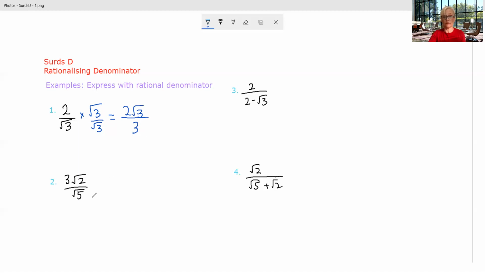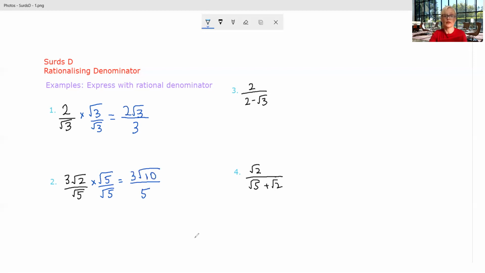We're going to do the same thing with this one. We've just got a square root 5 in the denominator. So our version of 1 that we're going to pick is root 5 on root 5. Obviously, our denominator, square root 5 times square root 5 is just 5. Our numerator, root 2 by root 5 is root 10.